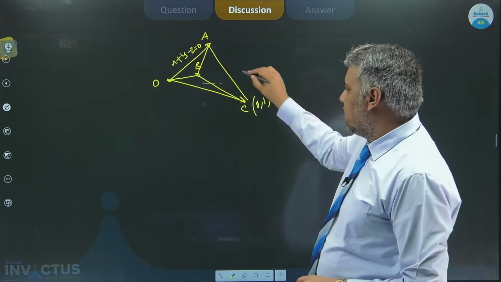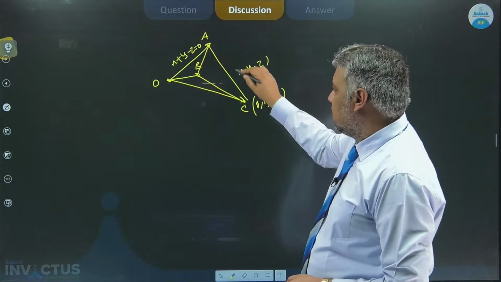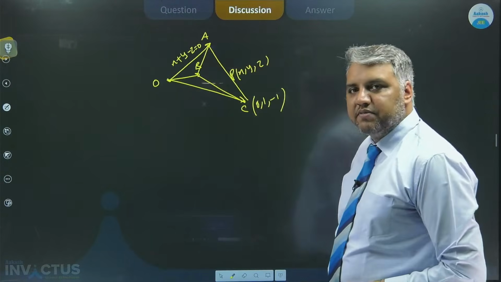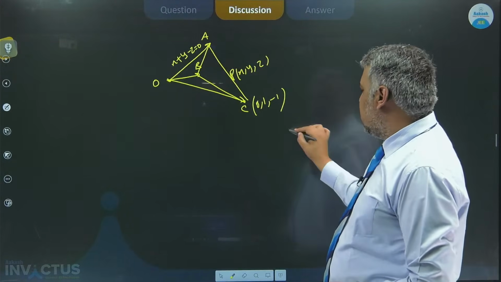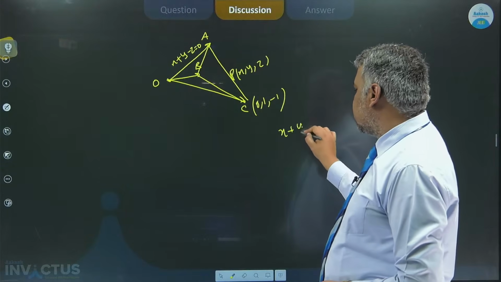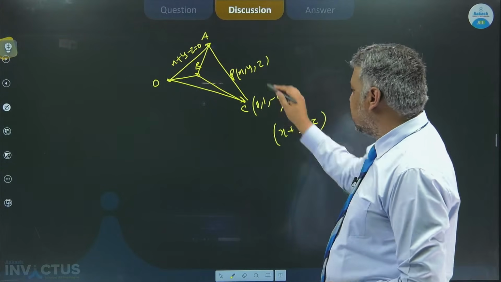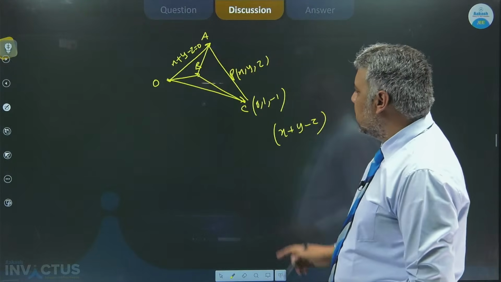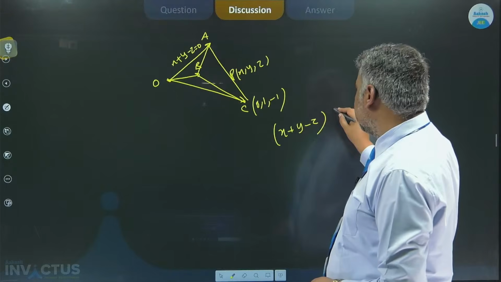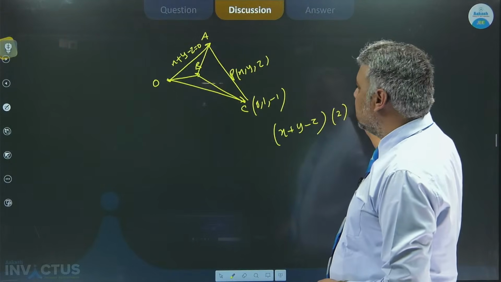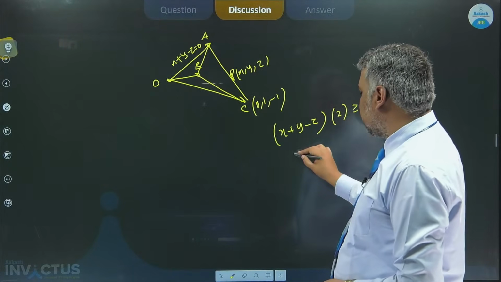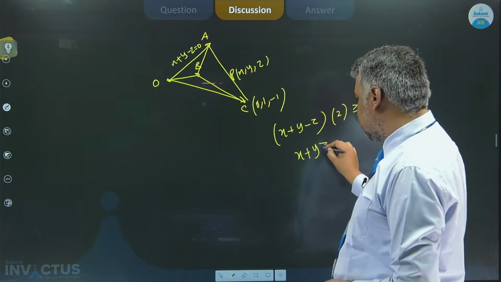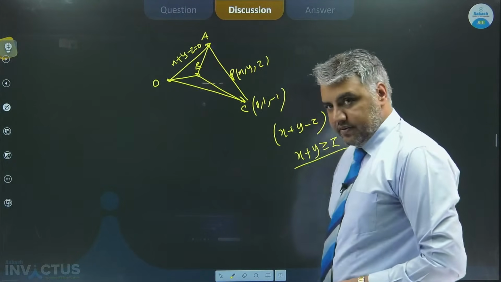So if P(x, y, z) and C lie on the same side of this plane, then x plus y minus z, putting this point in this plane and putting this in this plane, 0, 1 and minus 1, so that will be 2. This must be greater than or equal to 0. So from here we are saying that x plus y should be greater than or equal to z.